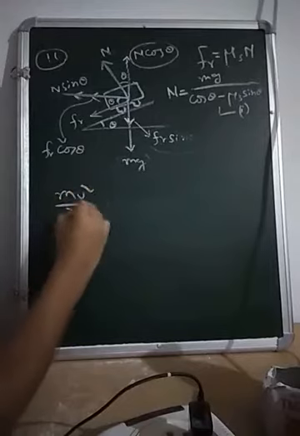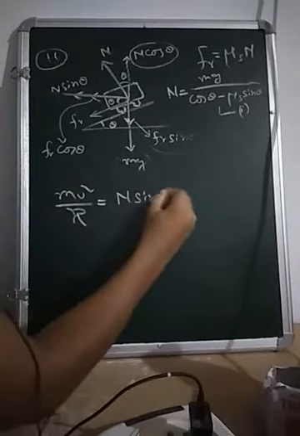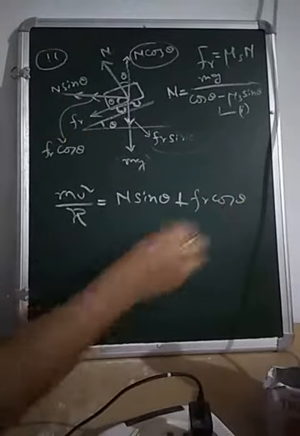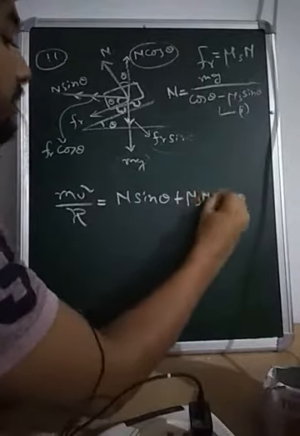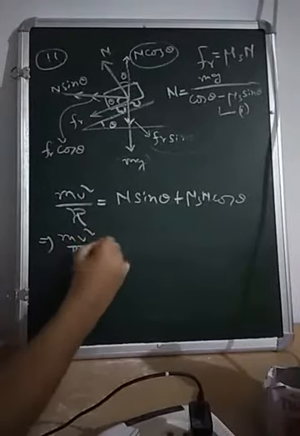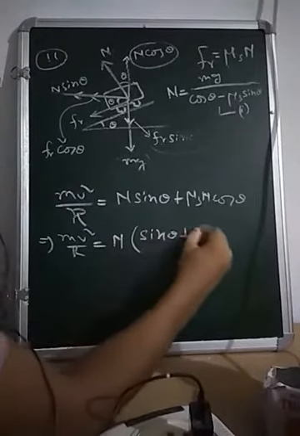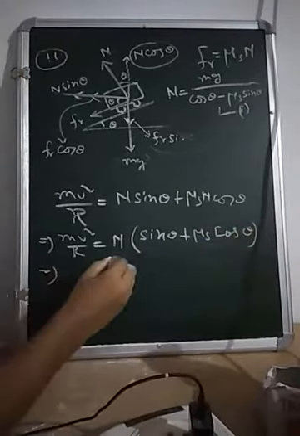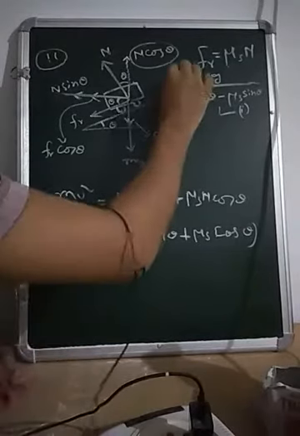mv²/r, where r is the radius of the circular track, will be how much? N sin theta plus fr cos theta, okay. Or in place of fr you can write mu_s into N, or mu_s into N cos theta. So mv²/r will be how much? If you take N common, N(sin theta plus mu_s cos theta), okay.